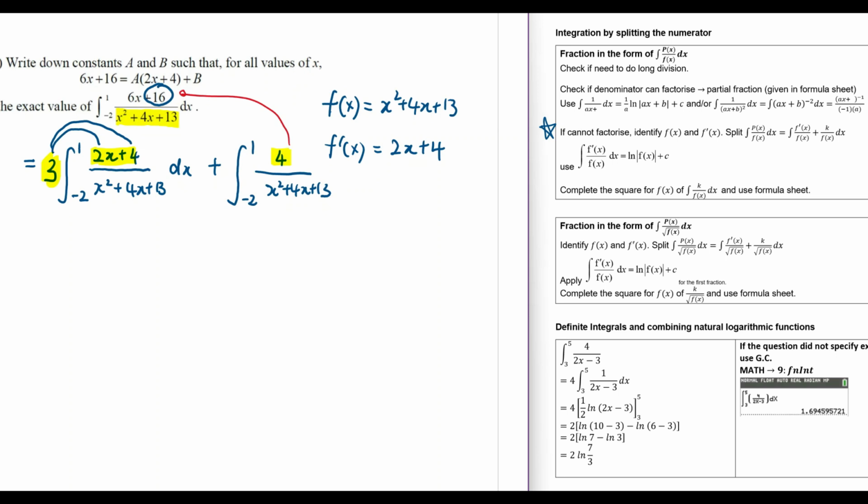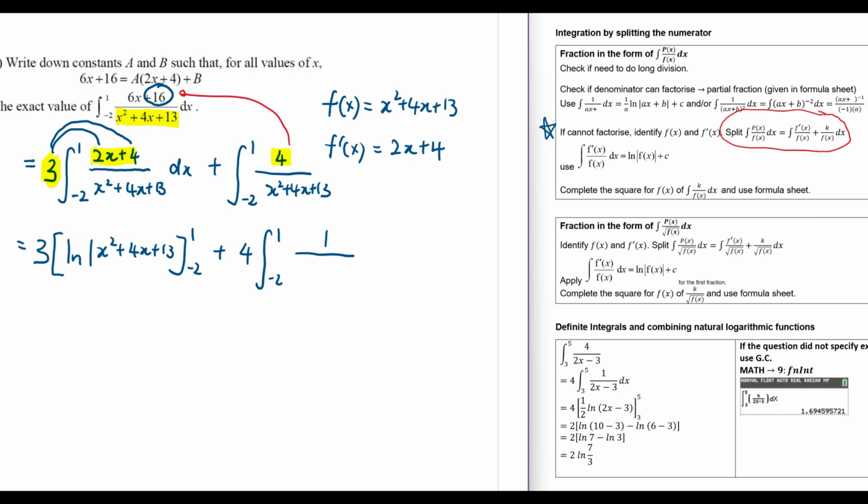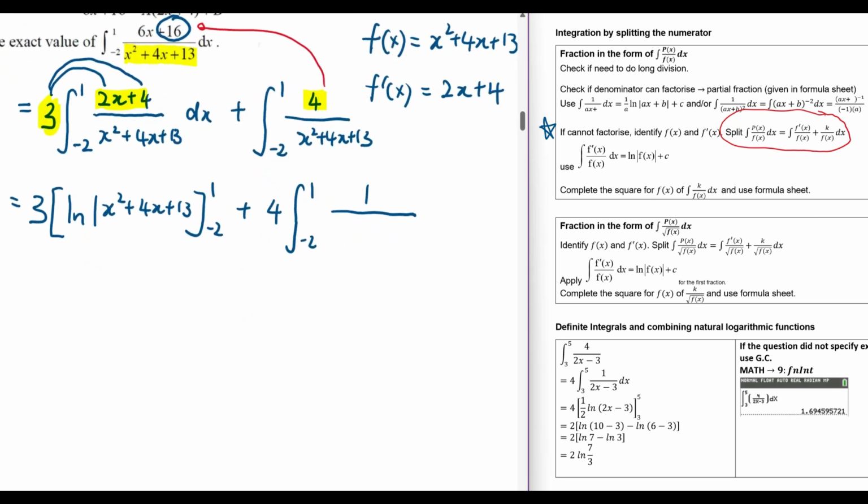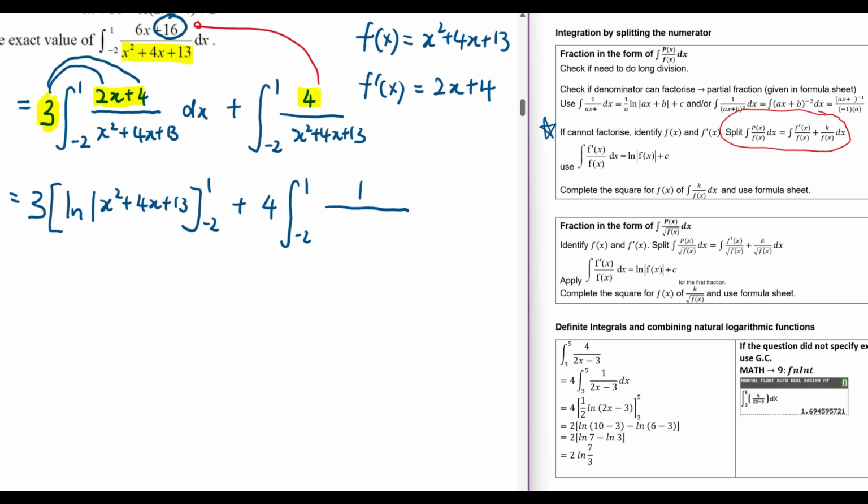Then the second part, this is where I talk about this. Split it into f'(x) over f(x) first, plus k over f(x). So the first term over here, we can simply say that this is ln modulus x squared plus 4x plus 13, with my definite integrals negative 2 and 1, in the box. Plus I put the 4 on the outside, the integral from negative 2 to 1, 1 over. I already know for a fact that my denominator cannot factorize. What is the next best thing I have to do? That would be complete the square.